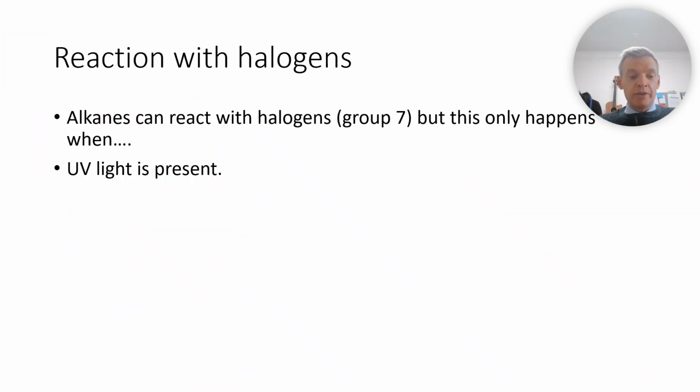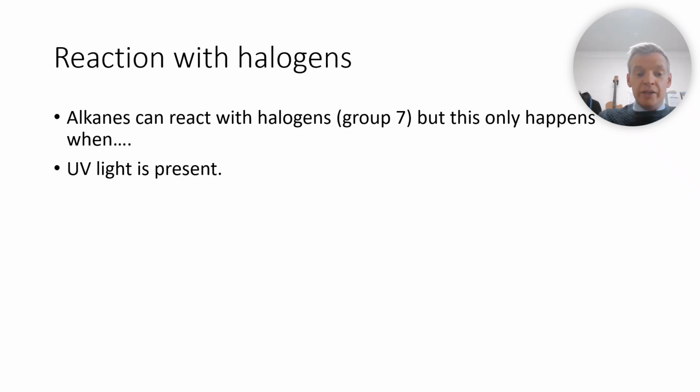Right, the last thing to look at with alkanes is their reaction with halogens. And if you didn't know already, the halogens are group 7 in the periodic table. So that's fluorine, chlorine, bromine, and iodine, and so on. Right, halogens will only react with alkanes in the presence of UV light. If it's just happening at room temperature, nothing will happen. They won't react. So they're quite unreactive, but you need UV light to be present for them to react.